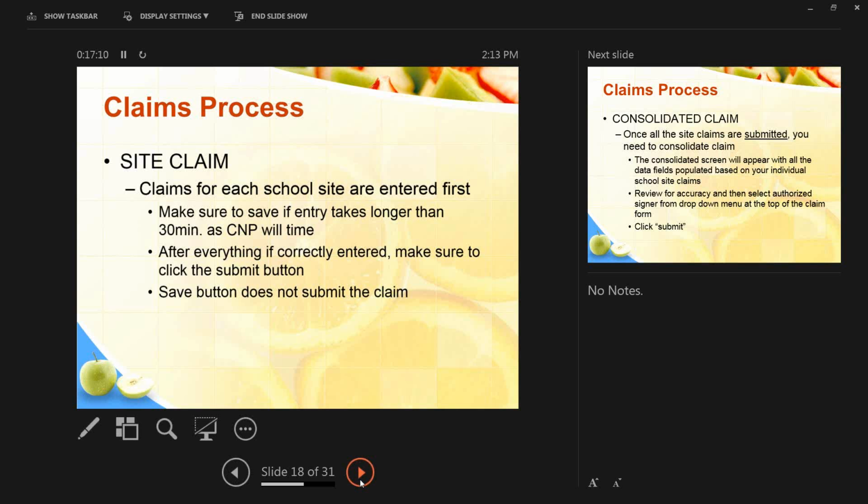The Save button doesn't submit the claim. So we've had folks in the past hit Save thinking that that would submit it, but you do actually have to click that Submit button as well.